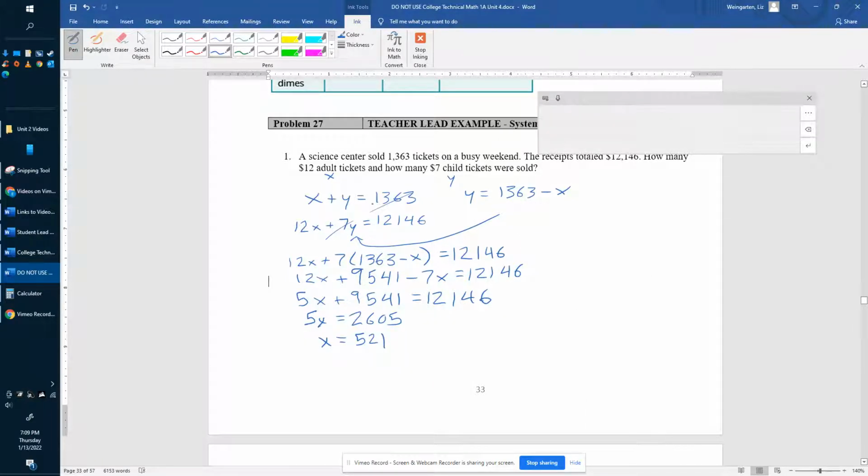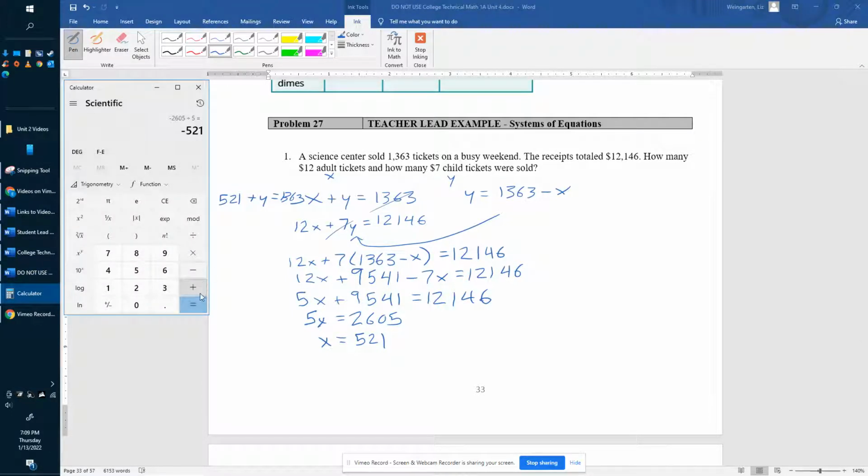Now we know a total of 1,363 were sold, so we can plug x back into this equation and solve for y. So we get 521 plus y equals 1,363. Subtract 521 from both sides, and we get 842.